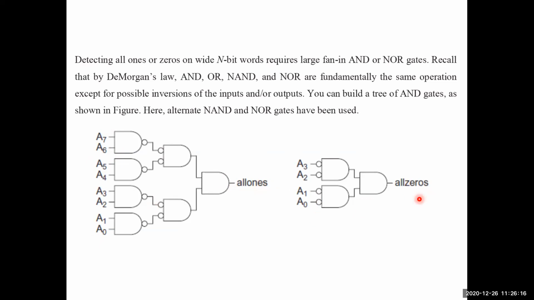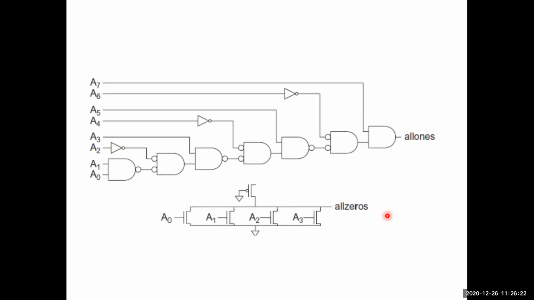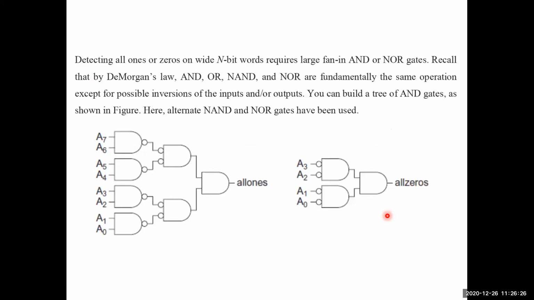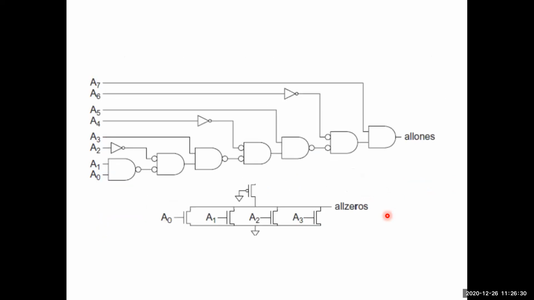It will be detecting all ones in this particular circuit, and this circuit will help us find all zeros. And this is another kind of construction. This is one way of constructing an all ones and all zeros detector, and this is another way of constructing it. This is with respect to pass transistors, and this one is with respect to logic structures.